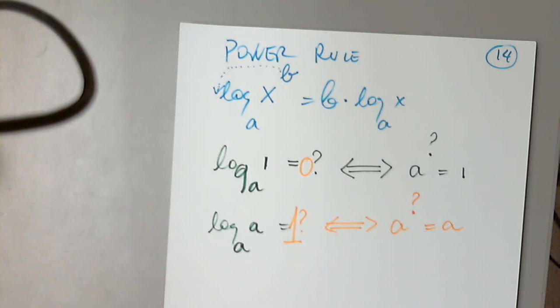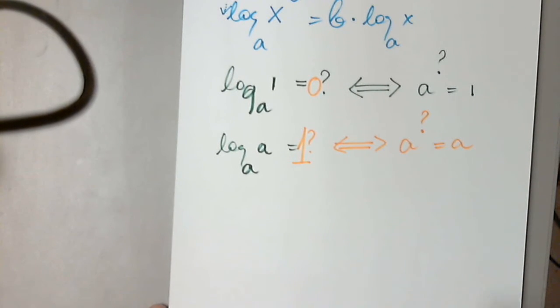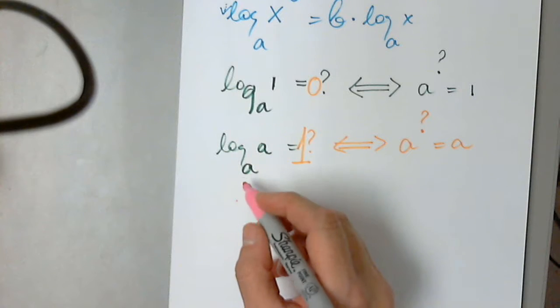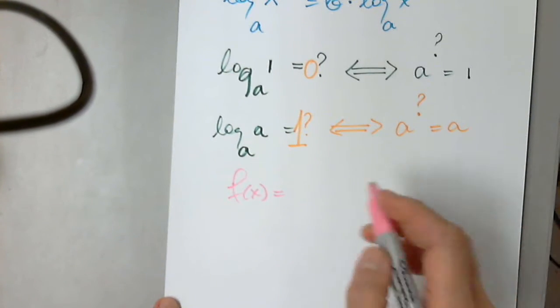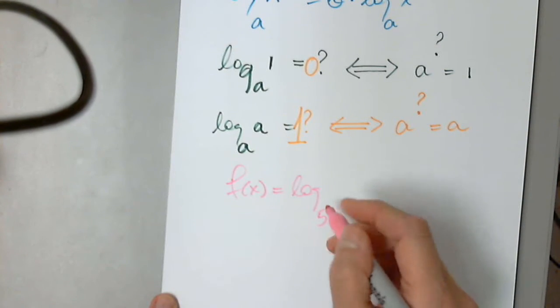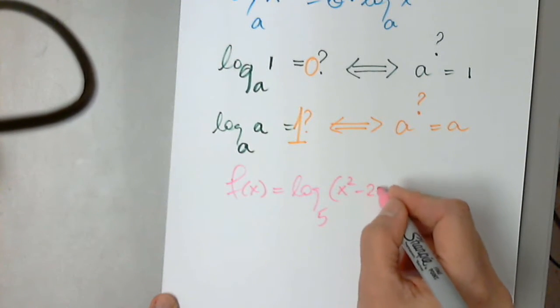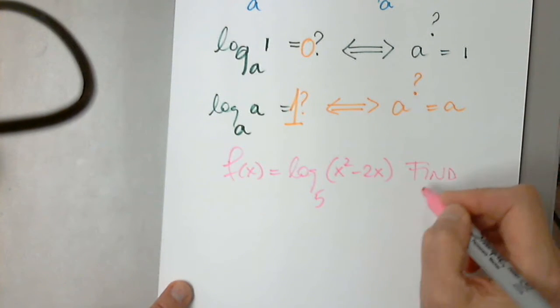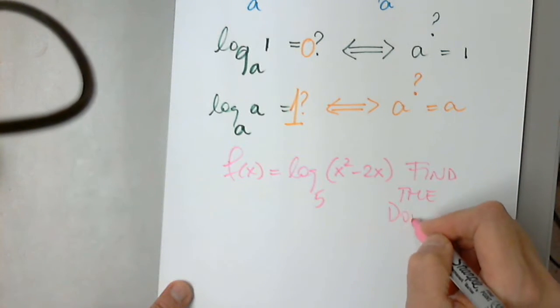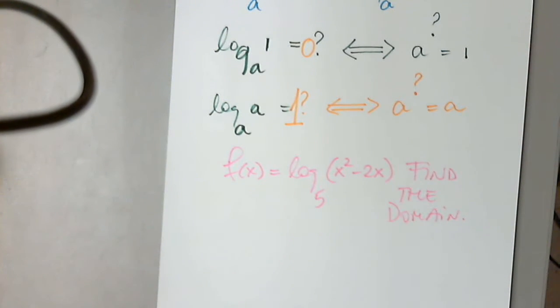Okay, before we look at some examples, I know I only have 10 minutes left. I would like us to look at the following function: log base 5 of x squared minus 2x. We're asked to find the domain. What did we say about the log function? Is it a friendly function or not?